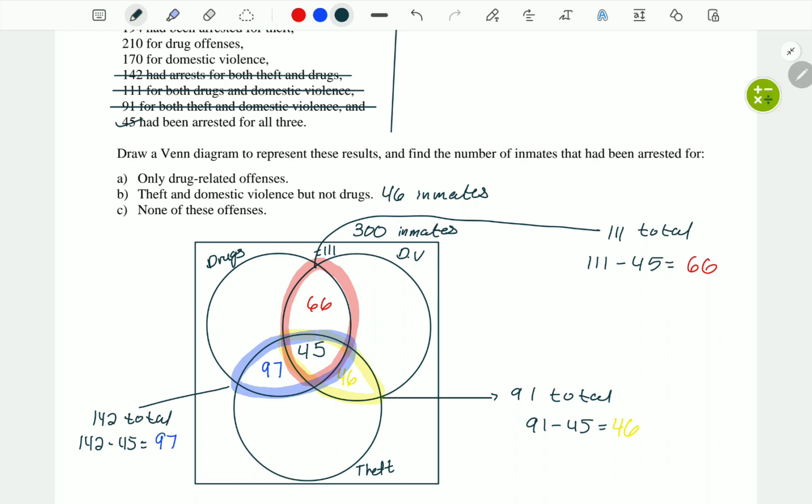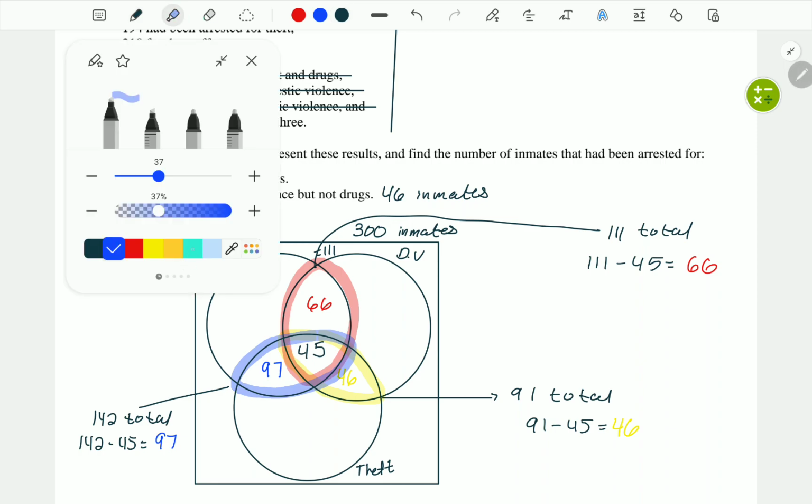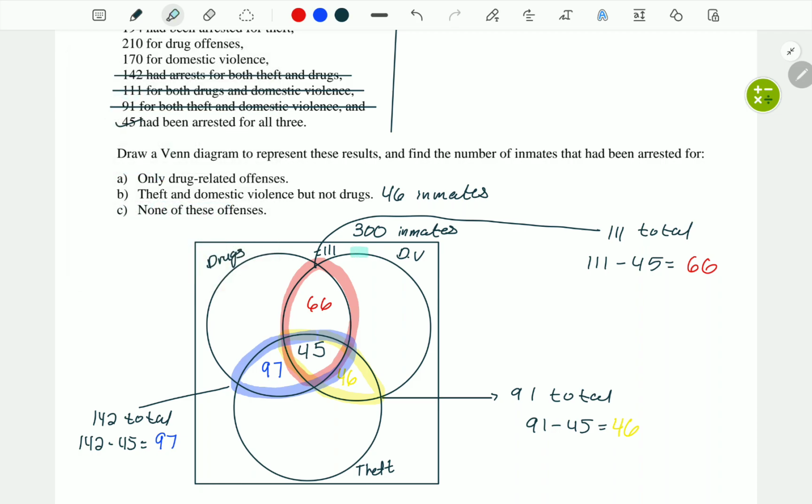170 have been arrested for domestic violence. That is very general. It didn't say domestic violence only. It said domestic violence. Therefore, the sum of my domestic violence circle, which I'm going to circle in, I guess, in green, the sum of this circle will be 170. So because this circle must add up to 170, we must look at the pieces that are already inside.